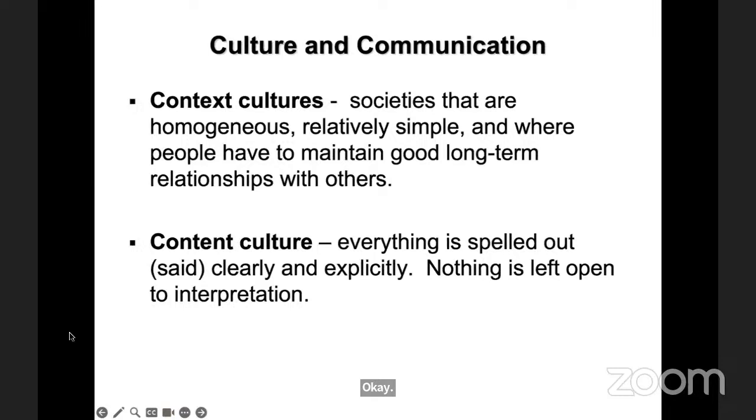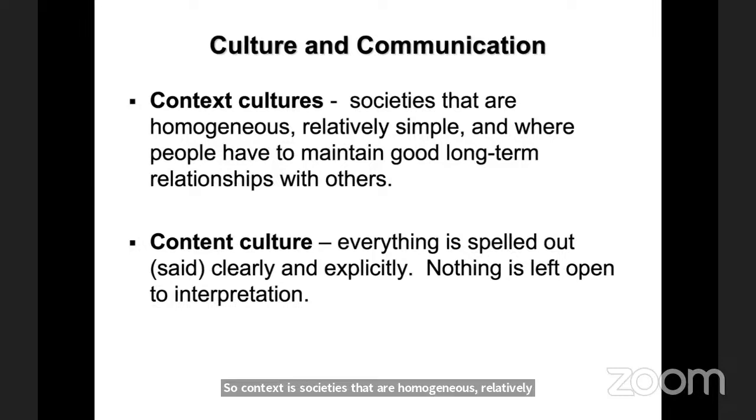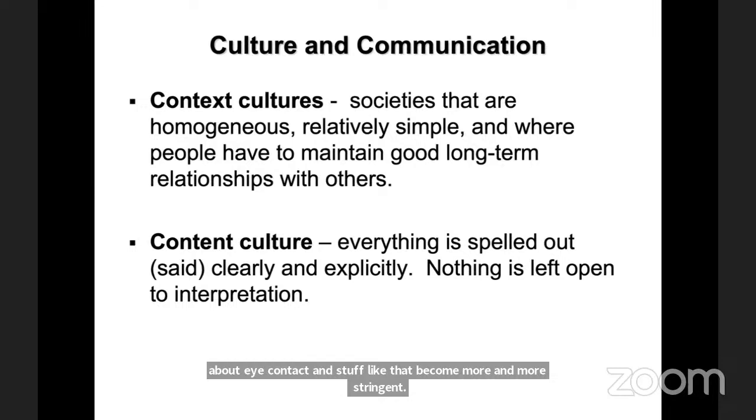So context is societies that are homogeneous, relatively simple, and where people have to maintain good long-term relationships with others. So those things that we just talked about, those rules about eye contact and stuff like that, become more and more stringent when we get into homogeneous cultures.